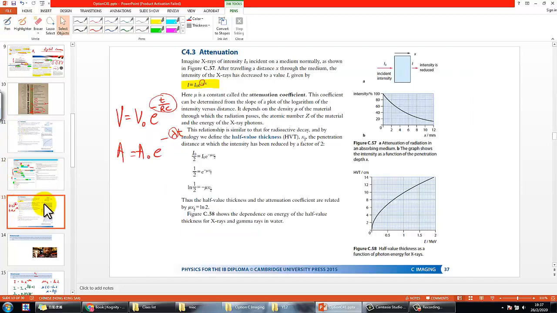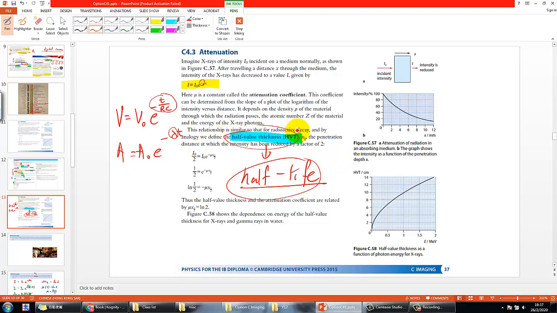Okay, so first of all, this is the equation of attenuation, and I think it's very self-explanatory. One thing that you may notice here is something called the HVT, half value thickness. If you compare that with what you learned in particle physics, this is basically half-life. Of course, half-life talks about the time it takes to decrease to half, but here it is the thickness that it decreases to half. So basically, it's the exact same thing.